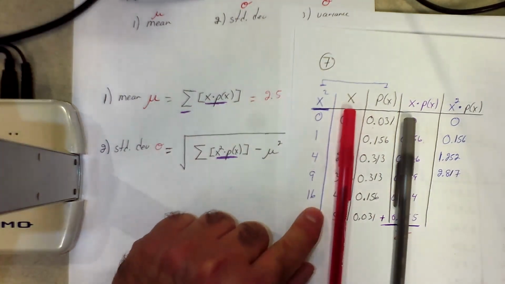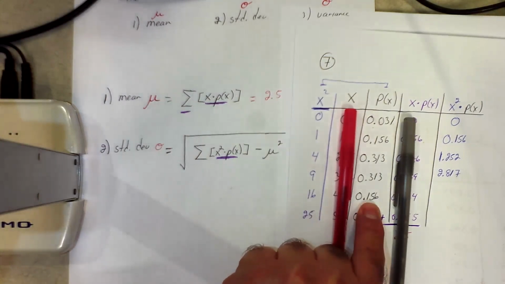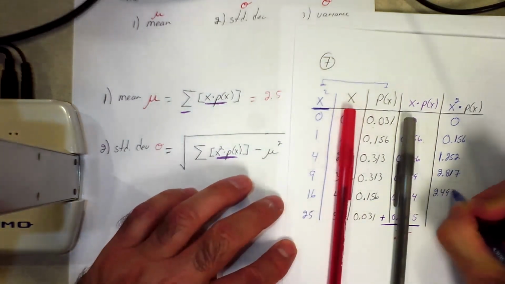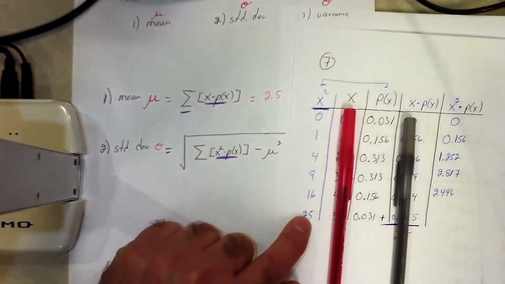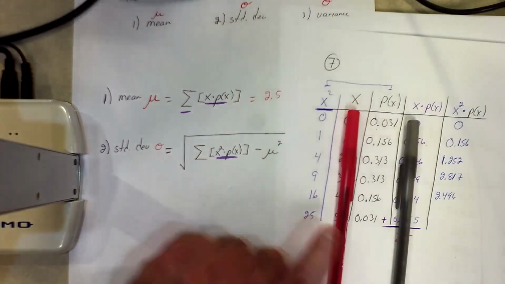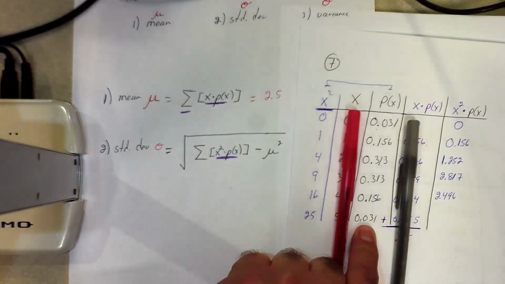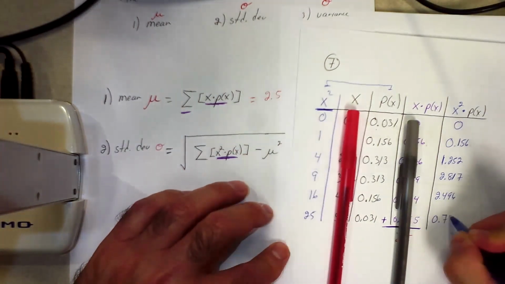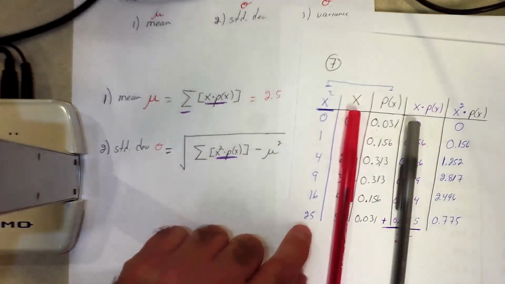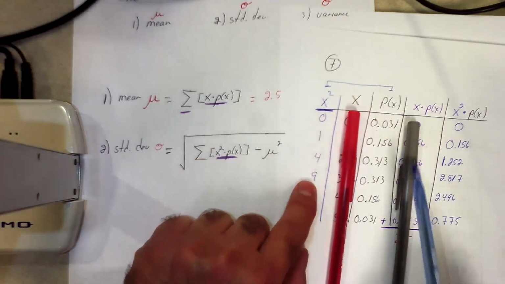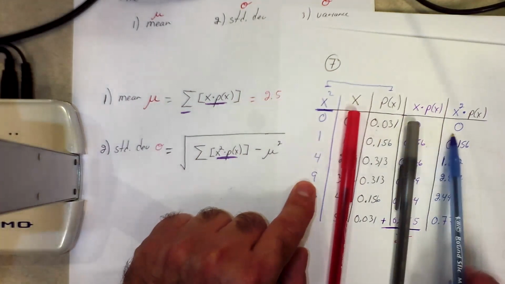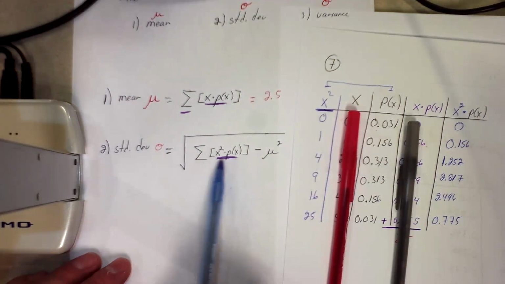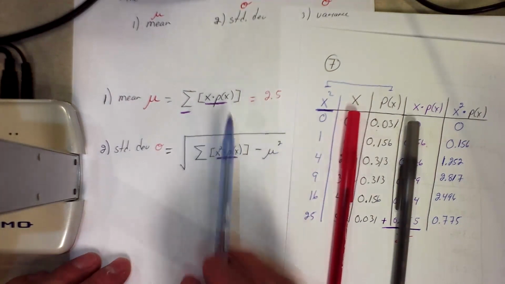Next one, 16 times 0.156, 2.496, and 25 times 0.031, 0.775. Again, you're multiplying your X square values with its P of X, and you're putting the answers here. So I did this part right there. Like we did with the mean, we did this part.